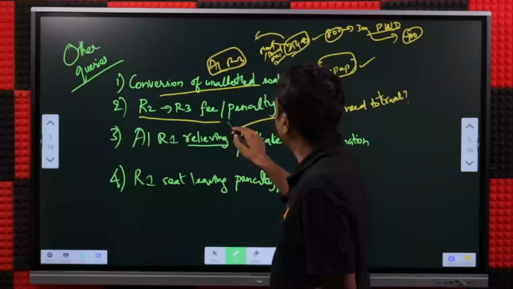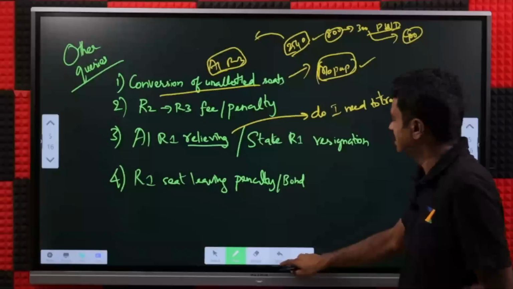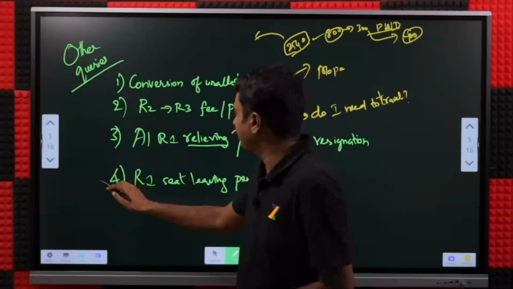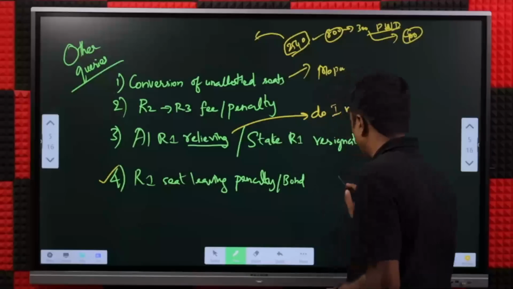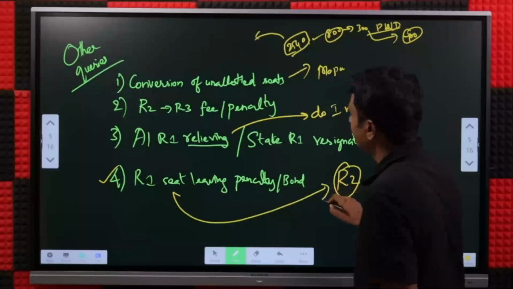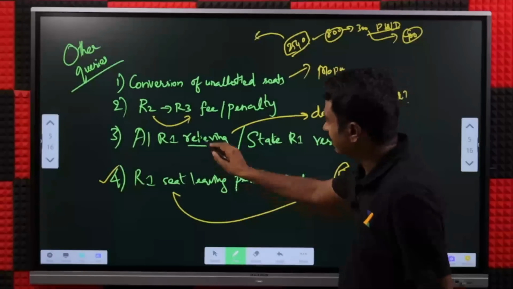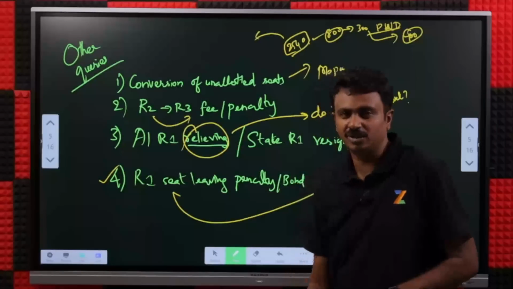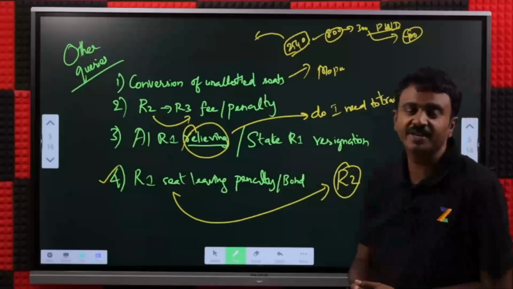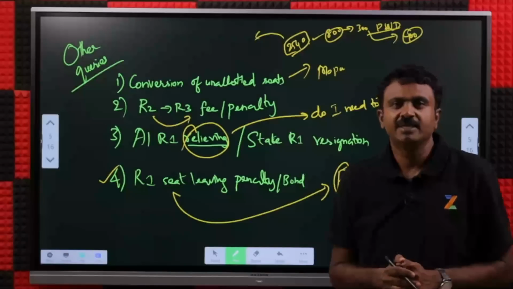Second, R2 to R3, if I upgrade, will there be a fee or a penalty? So basically this is a query that many candidates ask. And R1 seat leaving, will there be a penalty? Basically if you go to R2 from R1, or R2 to R3, you are upgrading. When I am getting relieved from my All India Round 1 seat, I am going to the All India Round 2 institute and I am relieving, will I need to pay a penalty?